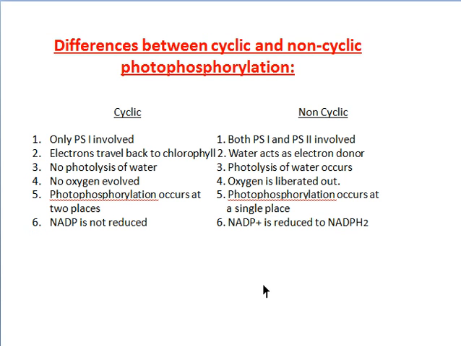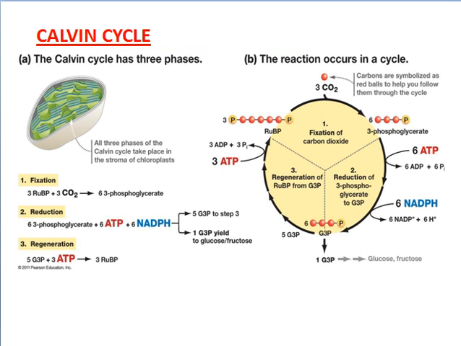Now, during this light reaction, we have produced ATP and NADPH molecules, which will be used in the next phase of the reaction, known as the Calvin cycle or the dark reaction. Here is the process of the Calvin cycle. As we've learned earlier, the Calvin cycle occurs in the stroma of the chloroplast. Right, so what occurs in the stroma? This is the site where this reaction is taking place. It's written that all three phases of the Calvin cycle take place in the stroma of the chloroplast.